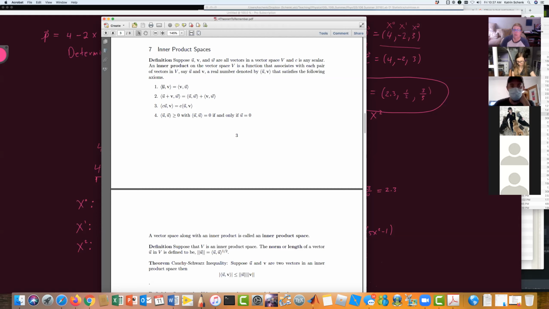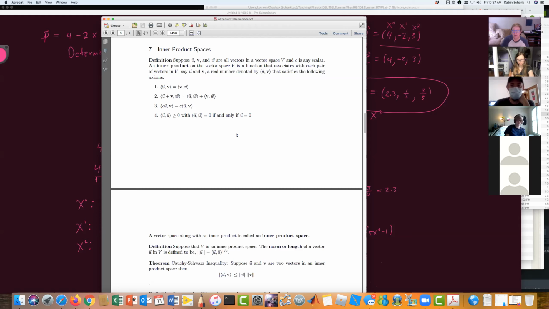And 4, U dot U is greater than or equal to 0, always, with U dot U equals 0 if and only if U is 0. That's an important one. So U dotted with itself has to be greater than or equal to 0. No other ones, you can have a negative dot product as long as the two vectors are different vectors. And you can only have the dot product be 0 between U and U if U itself is 0. These are very, very important.